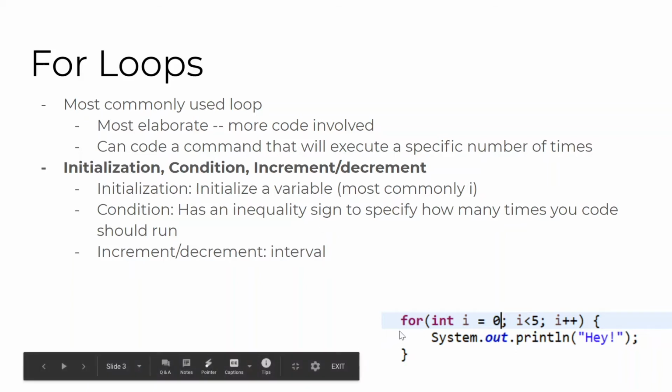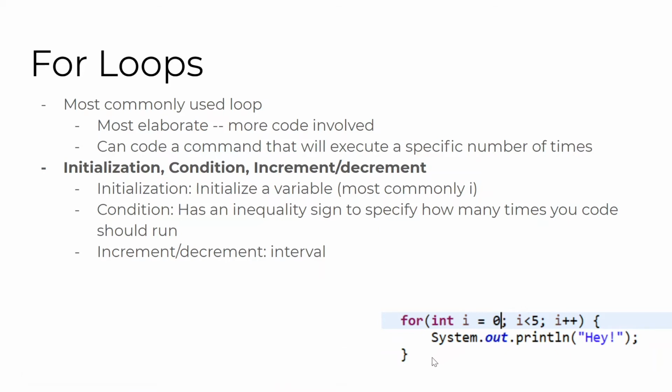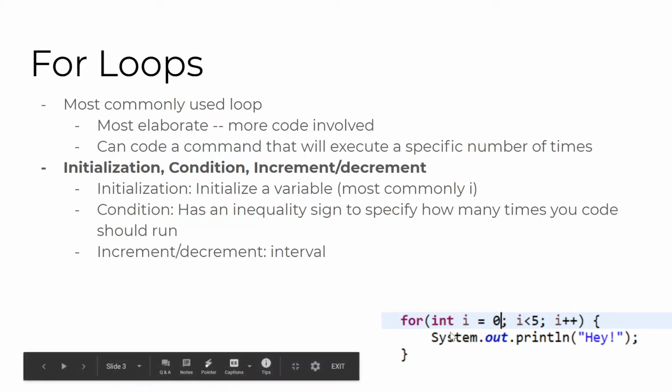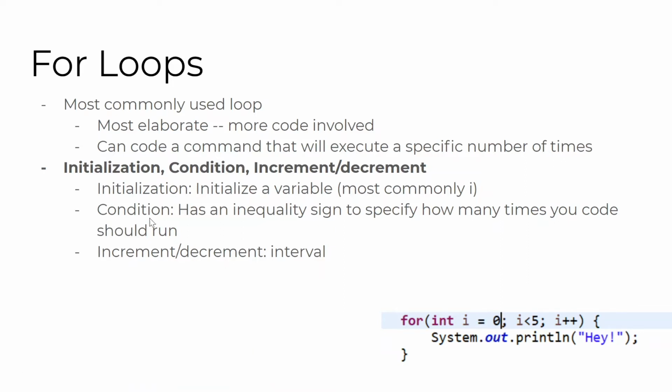So this is what the average for loop looks like. We have the for here to specify that it's a for loop. And then we have this whole thing going on here in the parentheses. Now, this part is really important because it will influence how many times your loop will run. It will influence, in this case, how many times the system will print, hey. And to determine how many times you want the computer to run the code in your loop, you're going to have to do what's called Initialization, Condition, and Increment/Decrement.